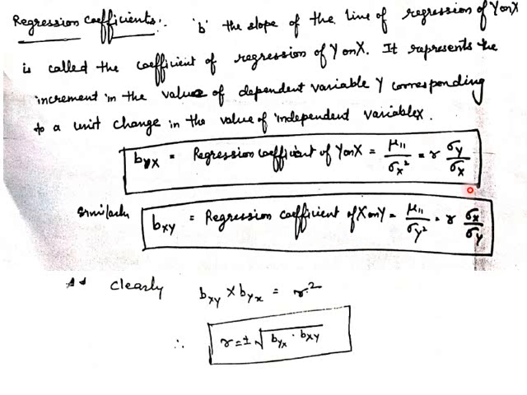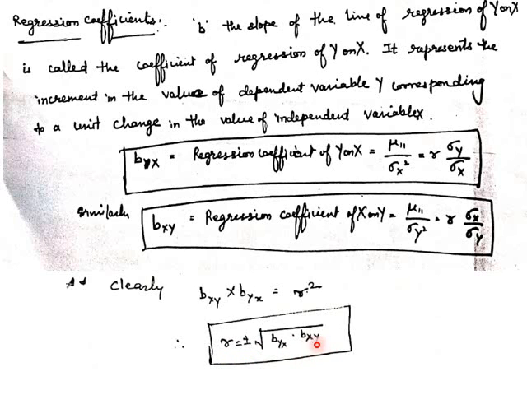A very important property arising here: if you multiply these two, you get simply r square, and the correlation coefficient equals plus minus the root of the product of these two. Here we are taking plus and minus. Now, if both the regression coefficients byx and bxy are positive, then you take the positive sign, and if both are negative, you take the negative sign. Clear?